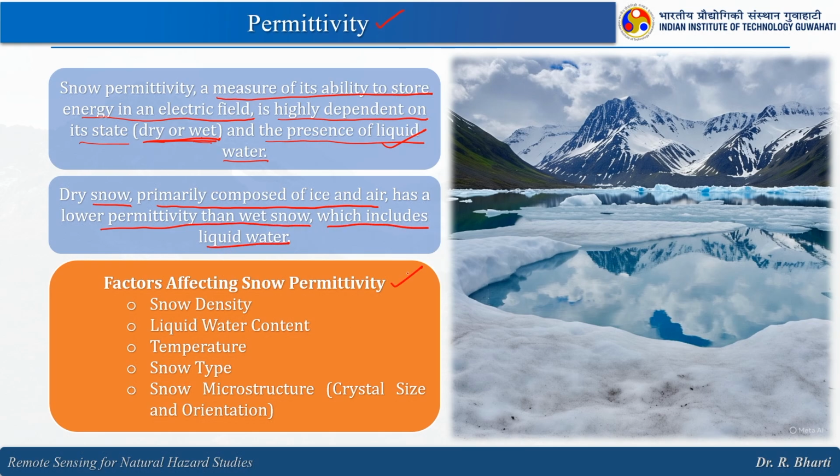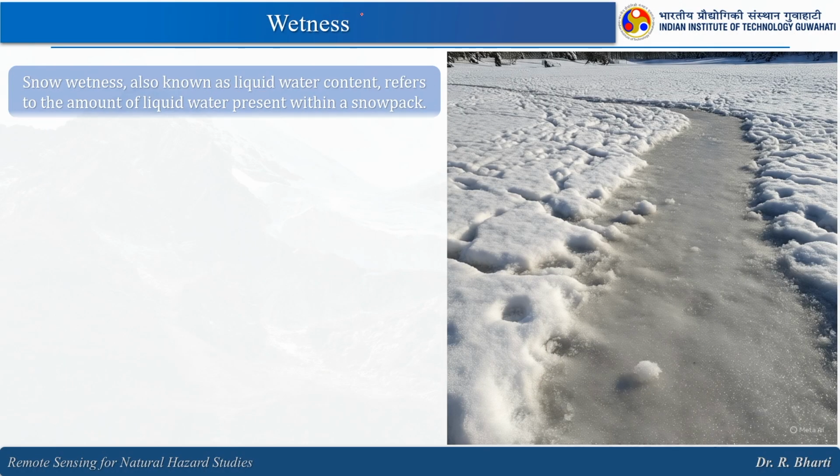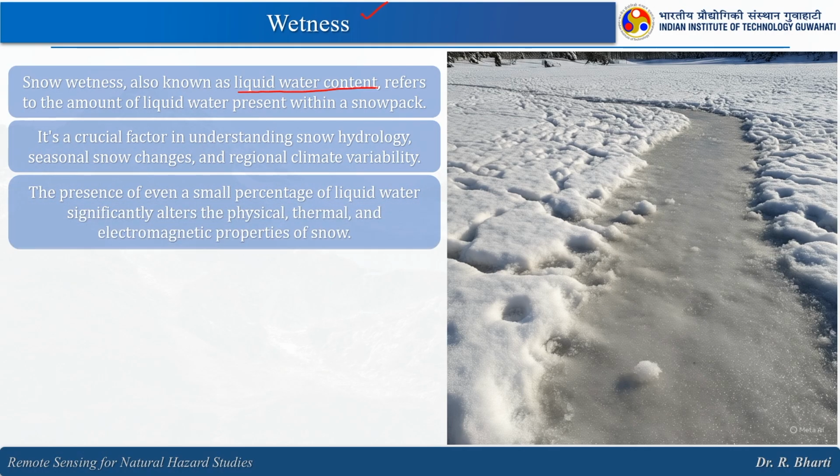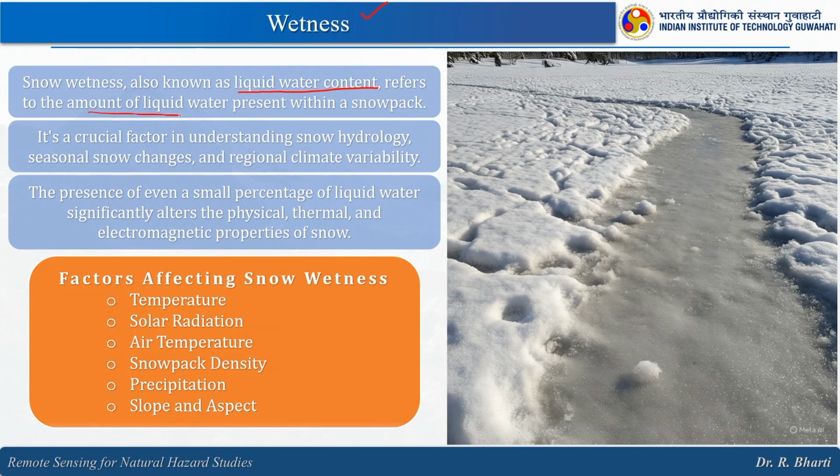Similarly, we have the factors which affect the snow permittivity. They are snow density, liquid water content, temperature, snow type and snow microstructure. When we talk about the microstructure, meaning the crystal size and the orientation, that also defines the permittivity. Then comes the wetness. It is also known as the liquid water content, and refers to the amount of liquid water present within a snowpack.